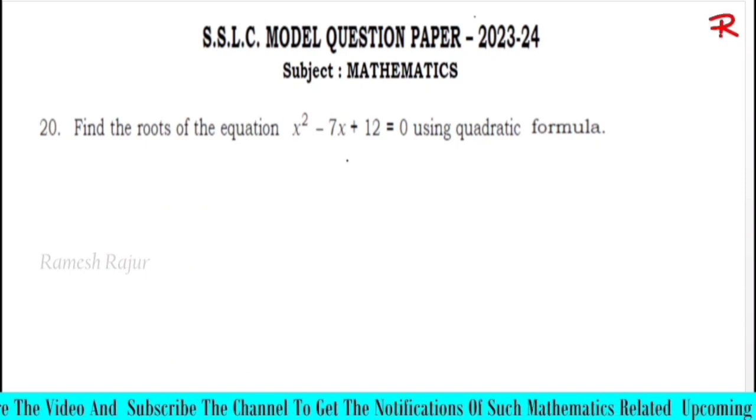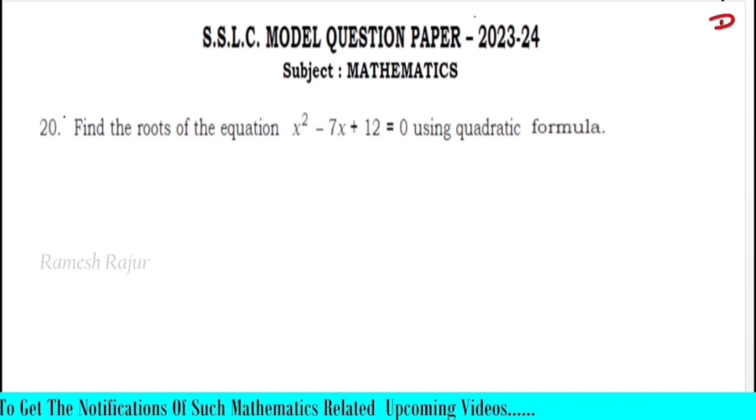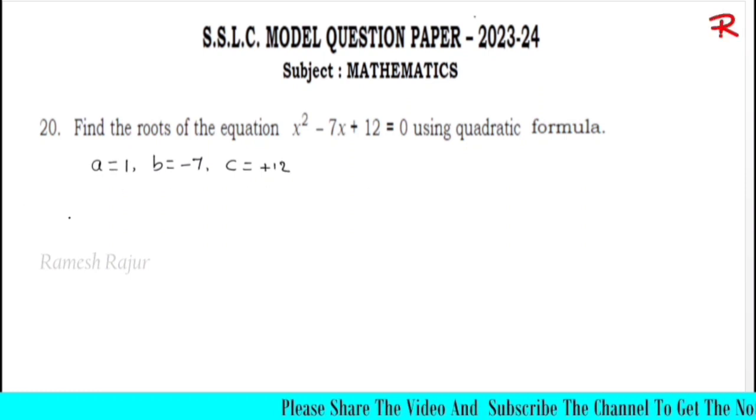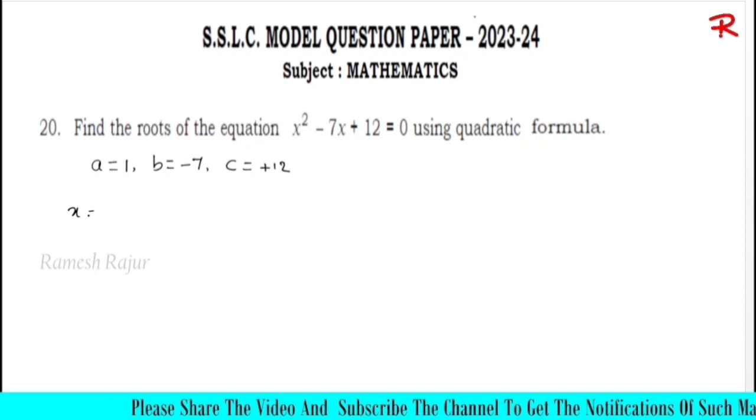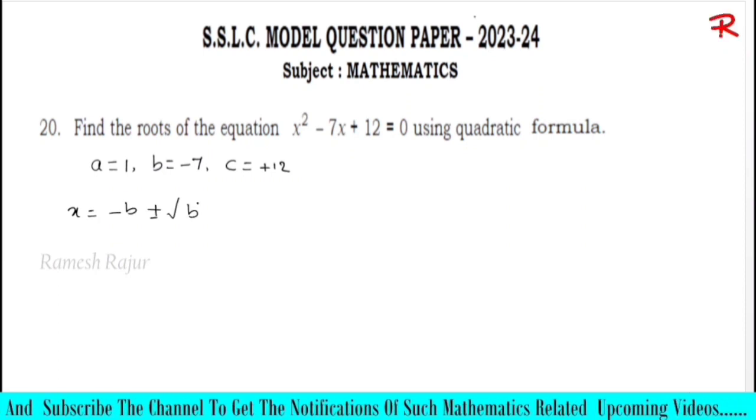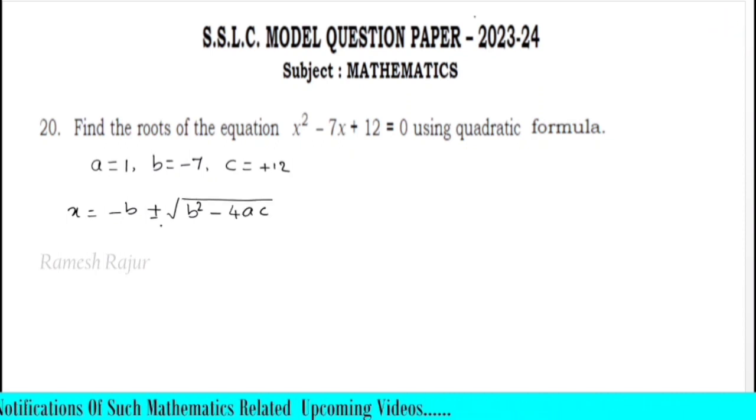Find the roots of the equation x square minus 7x plus 12 equal to 0 using the quadratic formula. We have a, b, c from the given equation as a equals 1, b equals minus 7, and c equals plus 12. The quadratic formula to find the roots is x equals minus b plus or minus square root of b square minus 4ac, divided by 2a.